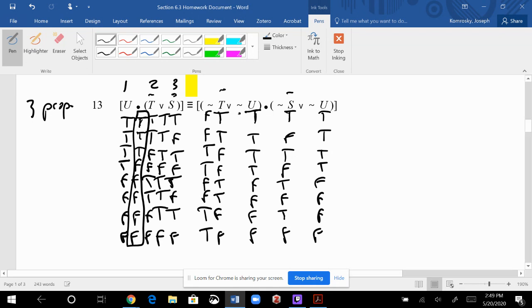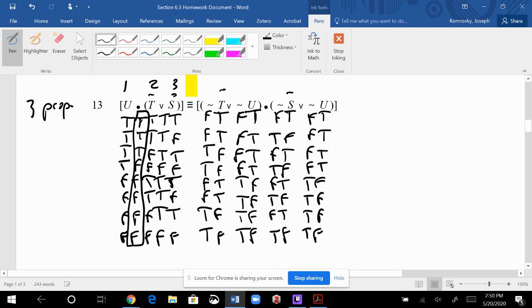Okay, so let's go over here, take the opposite. And then over here, I have true, false, true, false. Okay, so false, true, false, true, false, true, false, true. Over here I have true, true. All right, so I've got them all locked in.